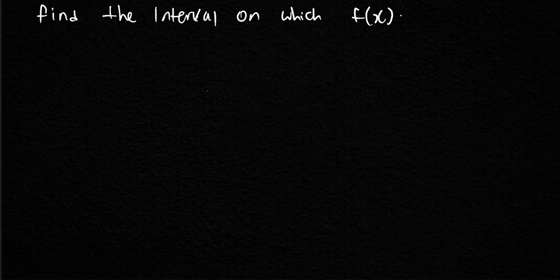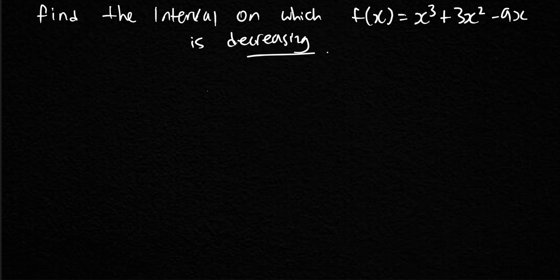f of x equals x cubed plus 3x squared minus 9x is decreasing. This time we have a decreasing function. That means f dash of x is going to be less than or equal to 0, right? So it wants an interval, so it knows exactly what the x values would be.